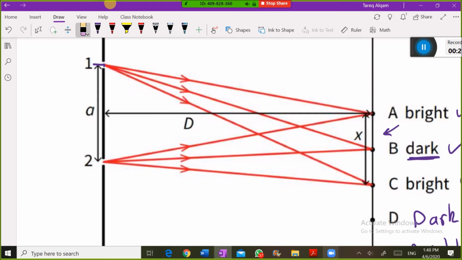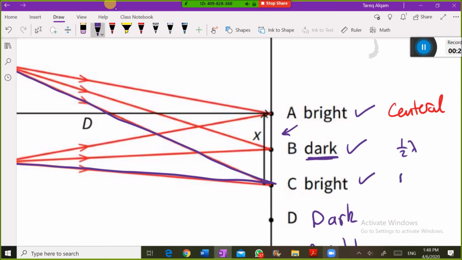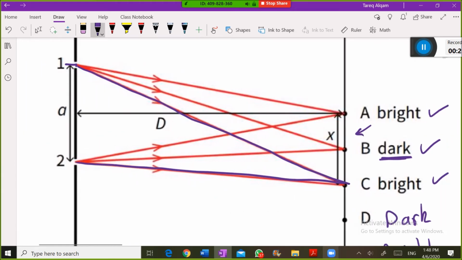Since at C we have waves outgoing from 1 and waves outgoing from 2, and C is the first bright fringe, the phase difference means the path difference is lambda. What does this mean? It means the light going from 1 travels an extra 1 lambda more than the light that travels from slit 2 to C, and so on.